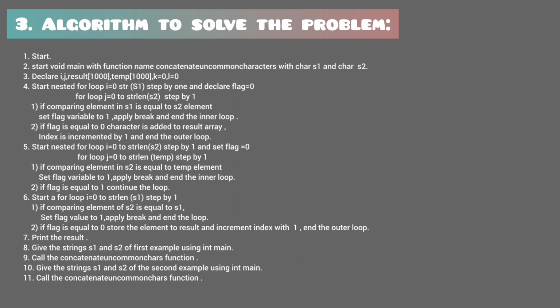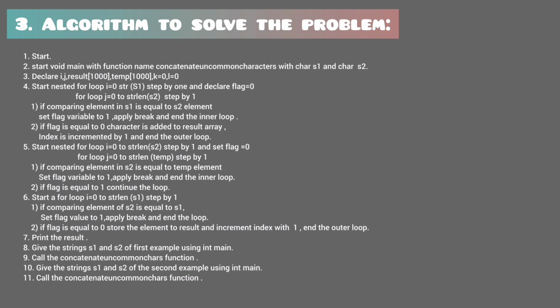We use another nested for loop, i equal to 0 to string length s2, incrementing by 1, and declare flag equal to 0. The second for loop, j equal to 0 to string length temp, incrementing by 1. And again we use two if conditions. If the element in s2 is equal to the temp element, we set the flag value to 1, apply break and end the inner loop. If flag is equal to 1, we continue the outer loop.